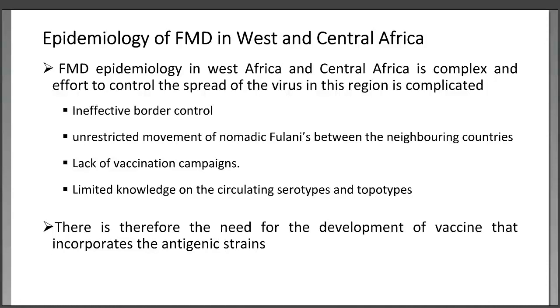So what can we do? There is a need to develop a vaccine that will incorporate the serotypes and the antigenic strains that are currently circulating in the region. Let me get a point across to you that currently there is an incursion of East African topotype 3, which phylogenetically is traceable to the East African topotype from Sudan, and was actually detected in Nigeria.